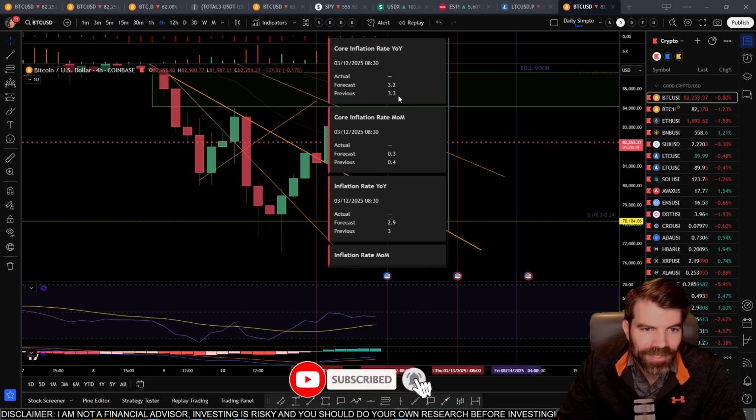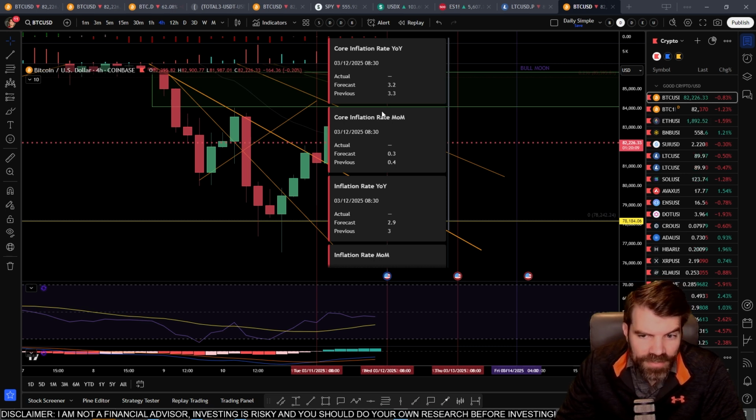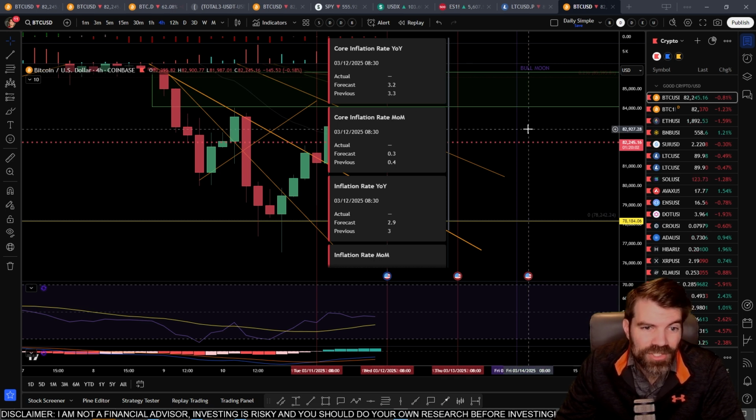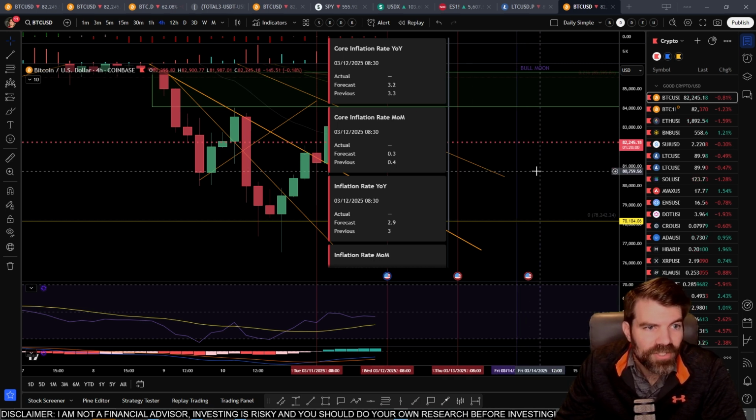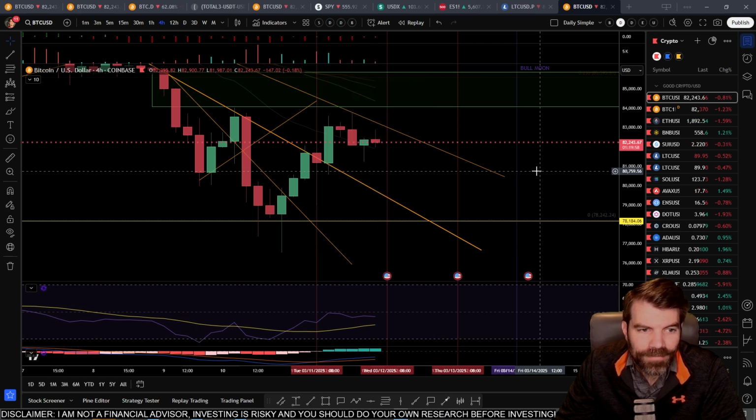We have a previous of 3.3, a forecast of 3.2, and we're looking for inflation to come down, right? That means the Fed is more likely to cut rates, and that means the Fed is more likely to end quantitative tightening and eventually go into quantitative easing, which is usually when we see prices start to run for a lot of risky assets.